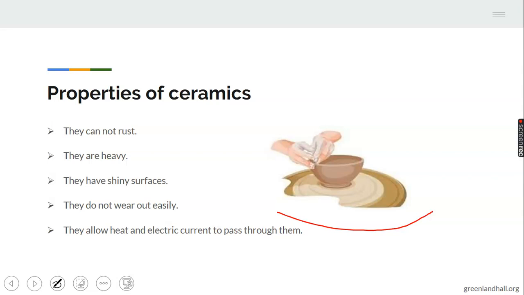They cannot rust. Ceramics cannot rust. Then they are heavy. Ceramics are heavy. They have shiny surfaces. Ceramics have shiny surfaces. Then they do not wear out easily. You can keep ceramics for 10 years, 15 years. They will always be in the cabinet or wherever you keep them, looking beautiful, as long as you clean them up. Then they do not allow heat and electric current to pass through them. Ceramics do not allow heat or electric current to pass through them.